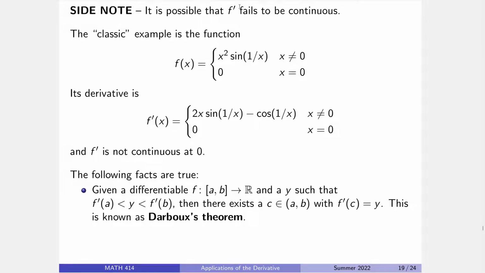But there actually are some things you can say about a derivative. It turns out that derivatives have the intermediate value property. Given a differentiable function, and any point that lives between f prime of A and f prime of B, f prime of C actually equals it. This is known as Darboux's theorem. And we're not going to prove it.